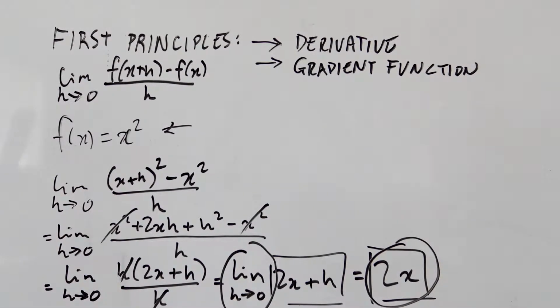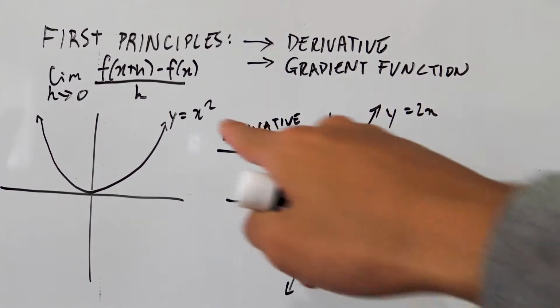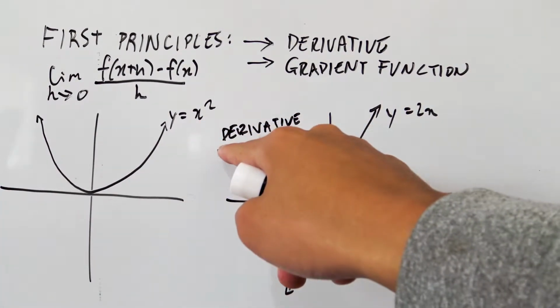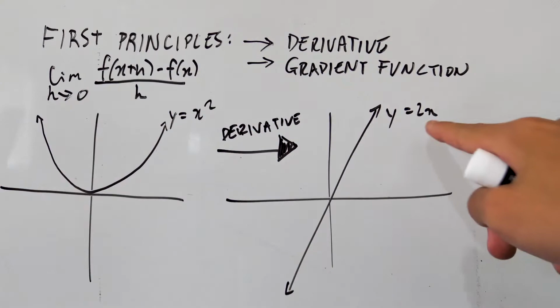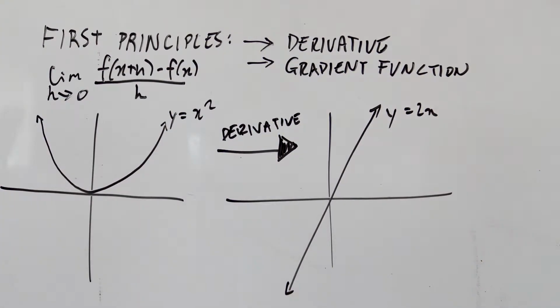So how about we now graph both of these functions here and see how they behave side by side. Alright, so I've graphed out y equals x squared and also its derivative, which is y equals 2x. And let's have a look at some of the properties these two graphs share.